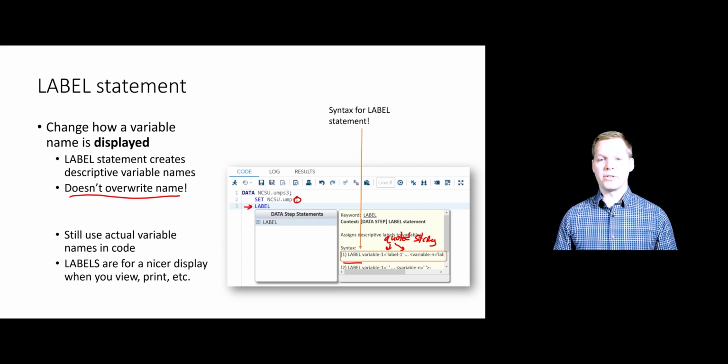Now, one thing to make sure that you understand is that you are just associating this label with a variable. When you go to program and write code, you still use the actual variable names that the variable has. So you're not going to use these labels when you go to, say, create a plot or create some summary stats. These labels are really just to create nicer displays when you print out your data or summarize it.